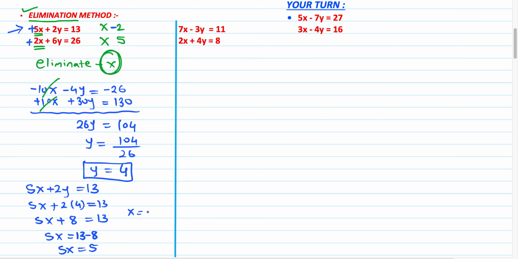So x is equal to 5 upon 5. x is equal to 1. So now what answer have we got? We have got 1 comma 4. Okay guys, so this is the actual method of elimination.